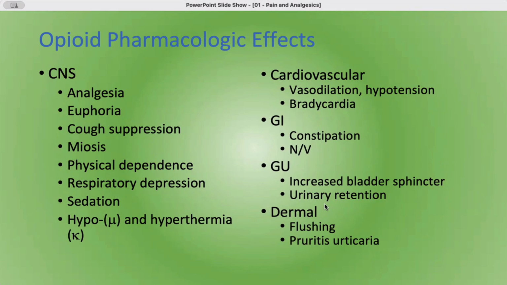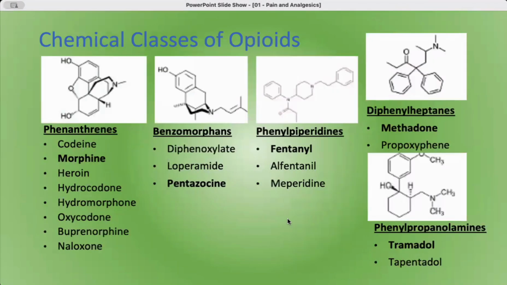And then the dermal effects. There is a flushing reaction that is not necessarily indicative of a full allergy. And then you can get a more IgE mediated allergic reaction with more systemic pruritus, urticaria. So we'll talk about the distinction between those in a few minutes. All right.